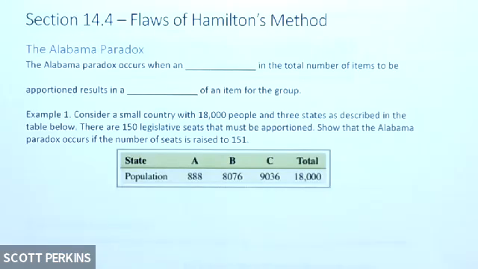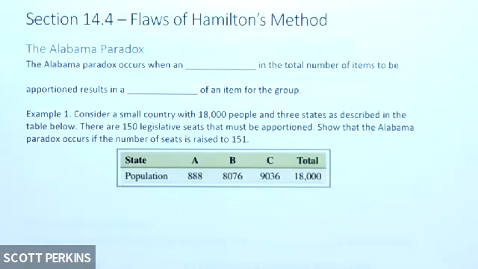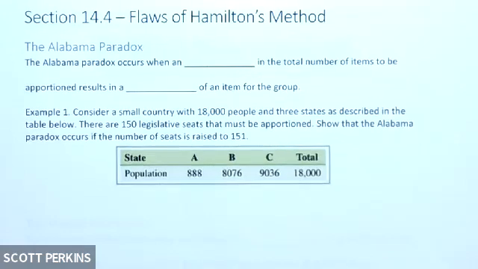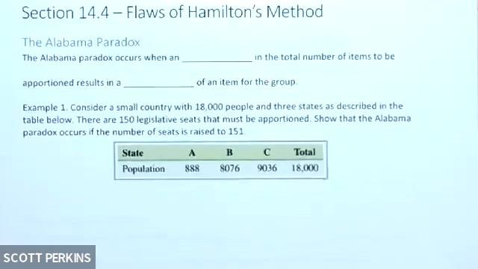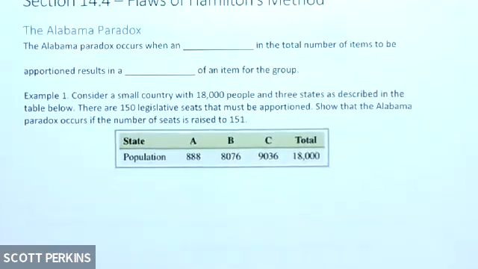The reason we're just focusing on this is because it's the easiest method to deal with. All of the methods have some sort of paradoxes and contradictions that you find yourself in. We're going to look at this through the lens of the Hamilton method. So we're just going to do two of the paradoxes that ended up happening, and things had to be adjusted as a response to these things. The first one was called the Alabama paradox.